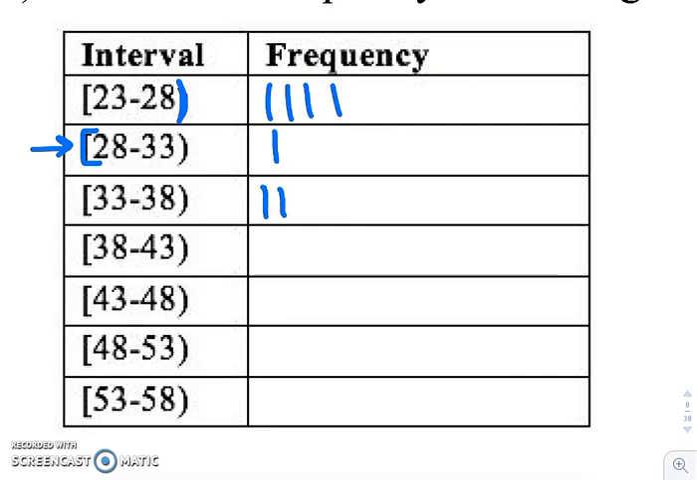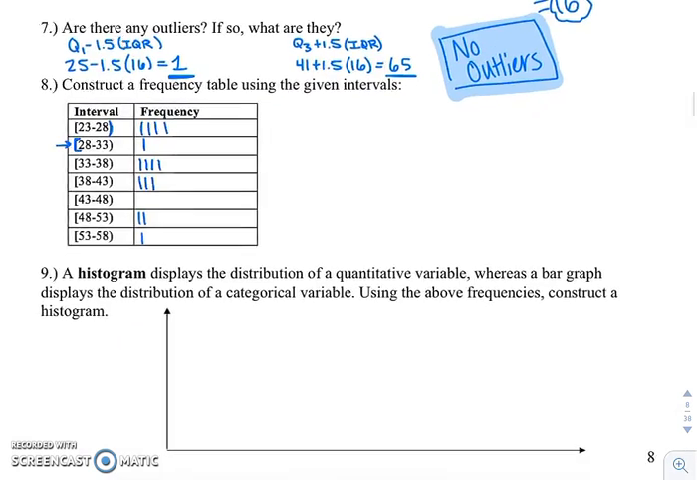So the next one is 33 to 37. We've got 4 numbers in our data set in that interval. 38 to 42, there are 3. 43 to 47, there are none, so we're just going to leave that blank. 48 to 52, there are 2. And 53 to 57, there is 1. So, frequency table, just another way of giving you a range of data. How many times do we have a data value within this range? But what you can do with a frequency table is make a histogram.